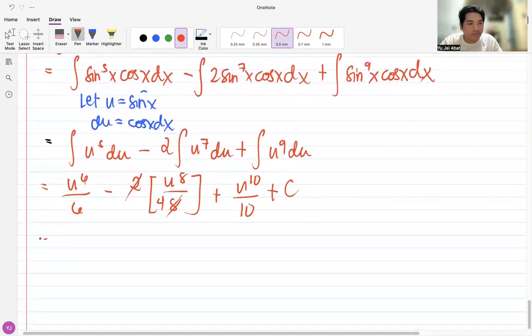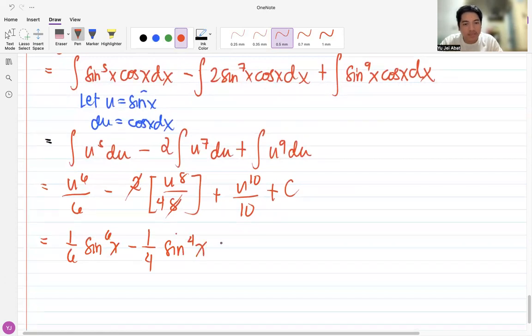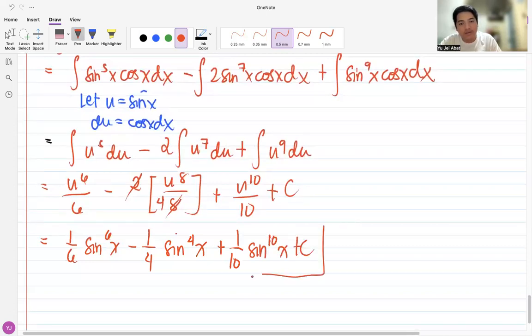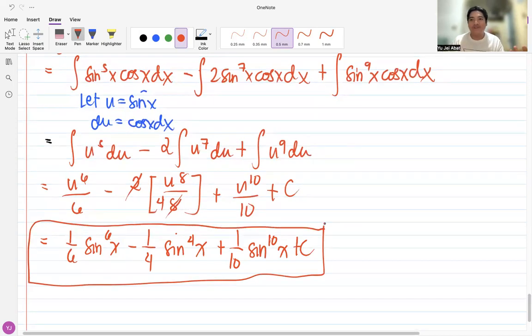So our answer would be 1 all over 6 sine raised to 6 x. Remember that our u is sine of x. Minus 1/4 sine raised to 4 of x plus 1 all over 10 sine raised to 10 of x plus c. So this will be our answer for this given problem.